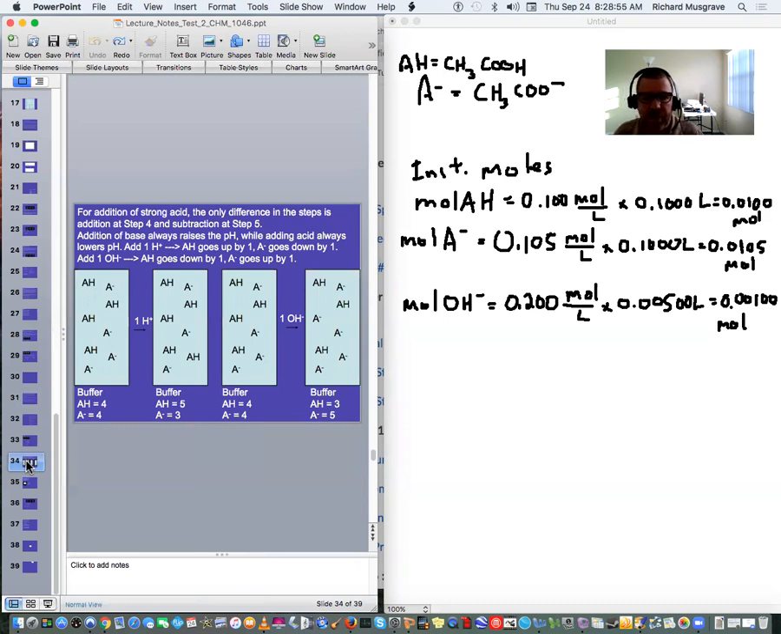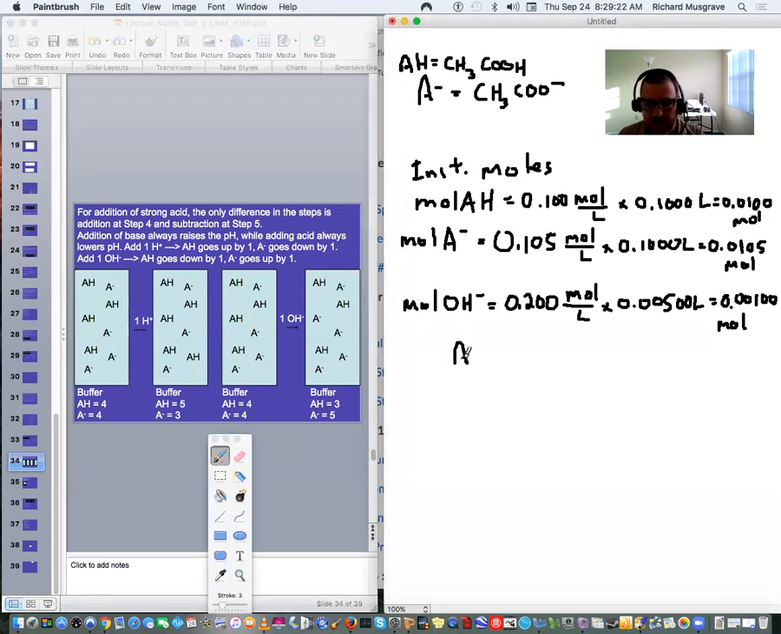So I want you to focus here on the right-hand side where we're adding the OH minus to the solution. We've got our buffer here, which is a combination of AH and A minus. Initially, we add in an OH minus, and because of the reaction I showed you earlier, and I'll put that reaction down here, the AH plus the OH minus will lead to A minus plus H2O.